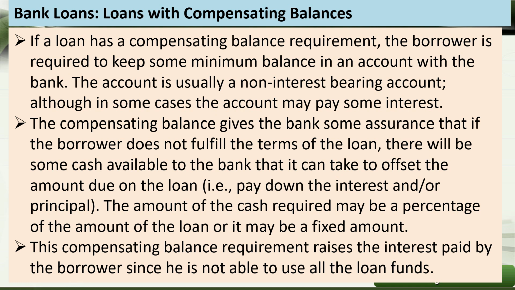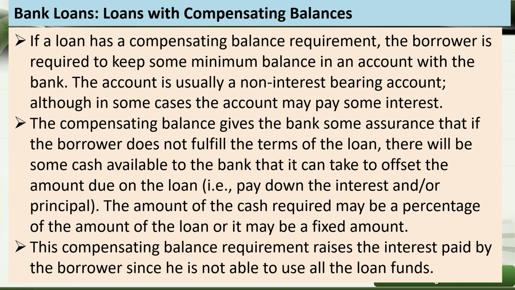Like if any interest payment is delayed or part of the principal payment is delayed, they can take that, or even for the cost of their procedures they can claim for that. Any charges, any penalty charges as per the clause, they can use this compensating balance for that. So the amount of cash required may be a percentage of the loan obtained, or it can be a fixed amount. We'll see some examples also.